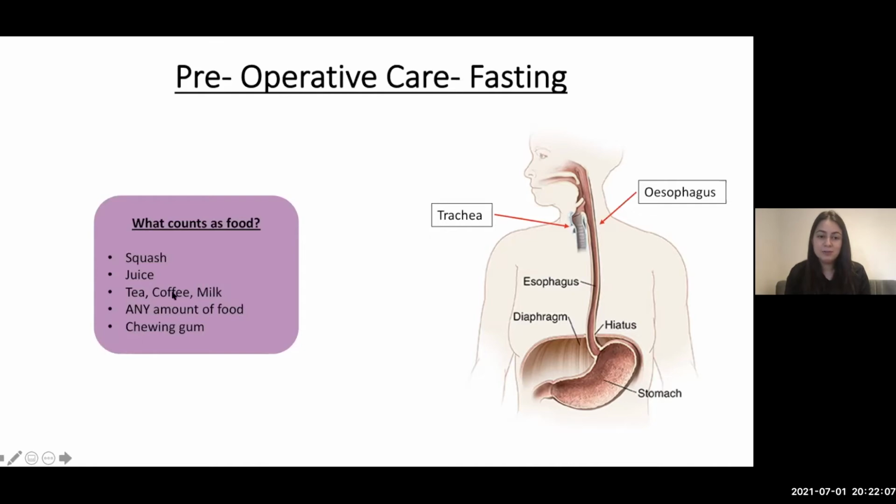Any amount of food counts. So if someone was supposed to be nil by mouth and we're about to take them for theatre, and for some reason they've had 1 teaspoon of yogurt, or they've had 1 bite of a biscuit, that is exactly the same as having a whole McDonald's meal. So if they've eaten anything in those 6 hours, we can't take them for theatre.